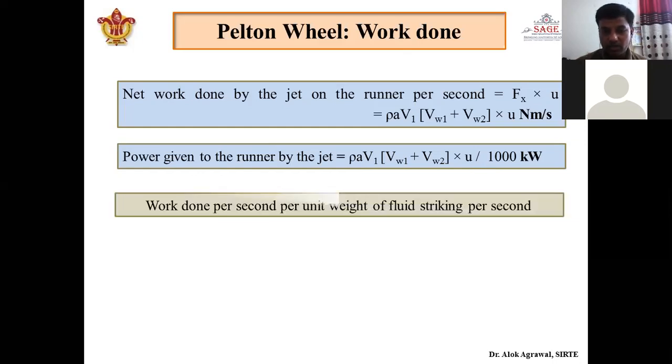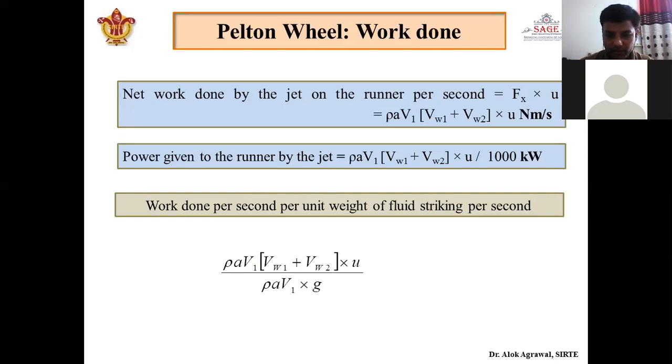Now, there is an important term which will come when we solve numericals: work done per second. Now it is asking to calculate work done per second per unit weight of the fluid striking per second. So we have to divide this work done per second by weight of fluid striking per second. So what is the weight of fluid? This is the mass of fluid, rho A into V1. If we multiply mass into g, we will get weight. So rho A V1 into g is the weight of water striking, divided by time will get weight of fluid striking per second. So this is calculated like this.